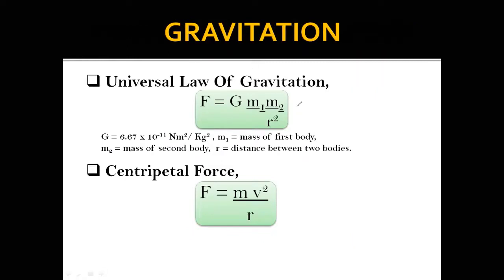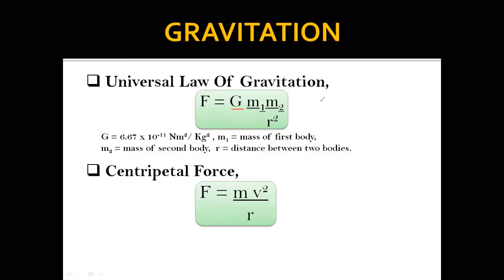So the very first formula that comes here is the universal law of gravitation, which states that force exerted by the body is directly proportional to the product of their masses and inversely proportional to the square of the distance between them. Okay, here also our formula is F is equal to G m1 into m2 by r square.